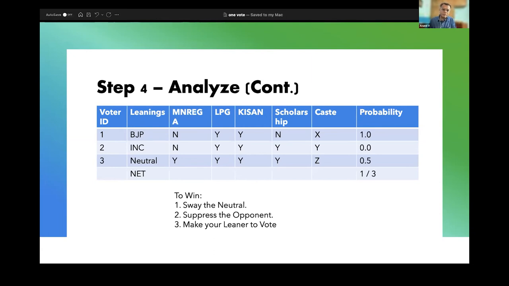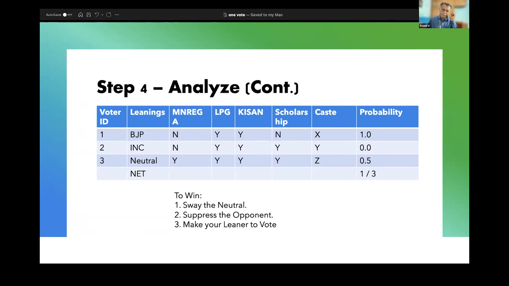Or, in order to ensure the other person is suppressed, you just basically spread information that he's not an MN Raga person. So what kind of crafted messaging can I send him, right? And remember, at this point of time, the features that I've written out, what is called MN Raga, LPG, Kisan, scholarship, cash, are only mere markers.